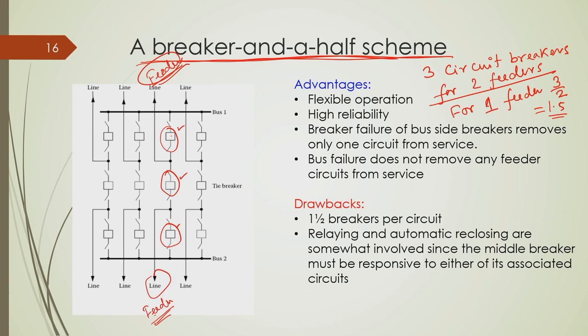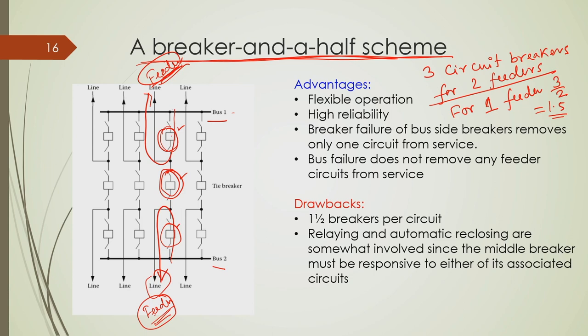Okay. Now, generally you can understand that this tie breaker is kept off, and there are 2 buses, that is bus 1 and bus 2. This particular feeder is getting supplied by this particular circuit breaker from bus 1 like this. Similarly, this particular feeder is getting energized from bus 2 through this particular breaker. Okay. This is under normal condition.